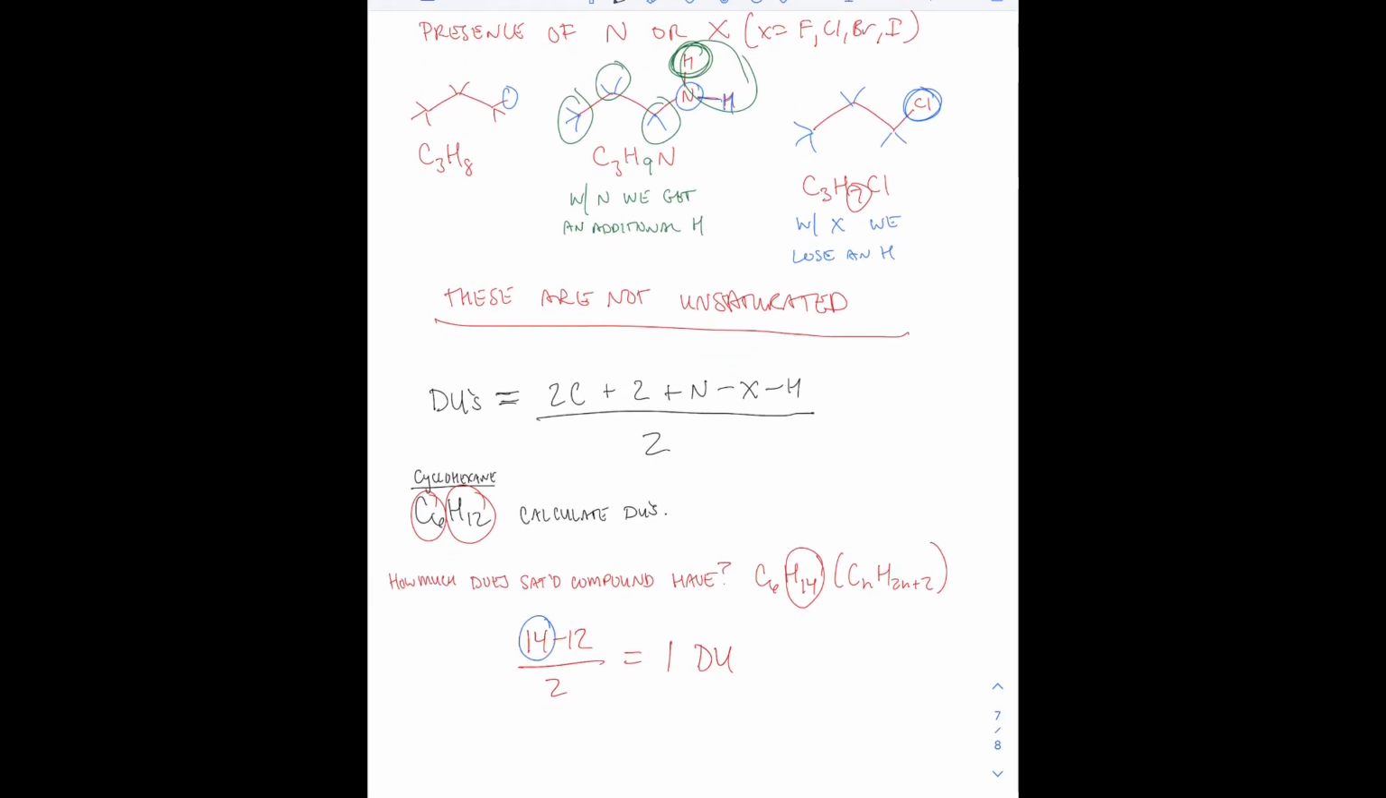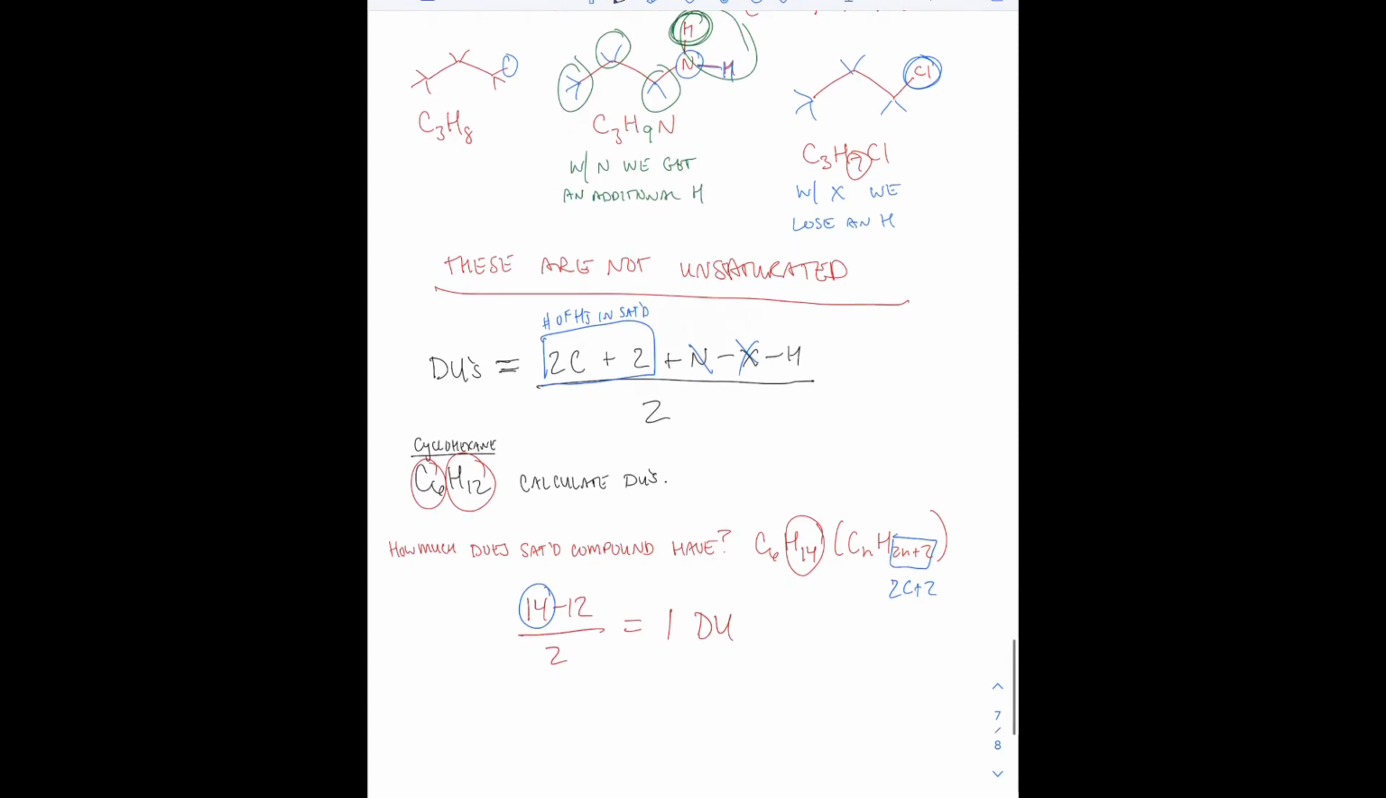The reason why I just jumped straight to 14 is because remember that this 2n plus 2 is a 2c plus 2, and that's what this unit is right here. So you can just actually put the number of hydrogens in a saturated compound if you want, and then you go from there. And since we didn't have a nitrogen or a halogen, we didn't really need to plug those in. But let's say we did.